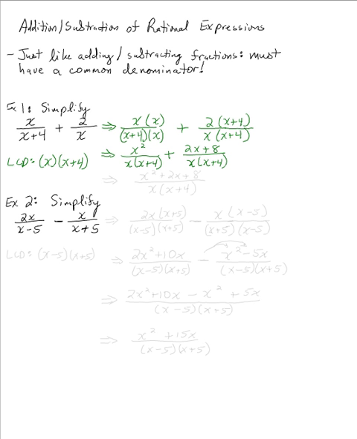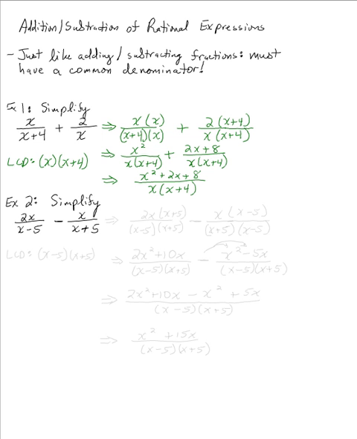which simplifies further. See, now we have common denominators, and so now we can add the numerators, yielding x squared plus 2x plus 8 over x times x plus 4. And it is common practice to simplify the numerator and to leave the denominator in the factored form.